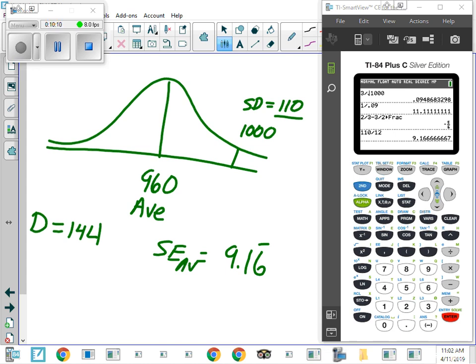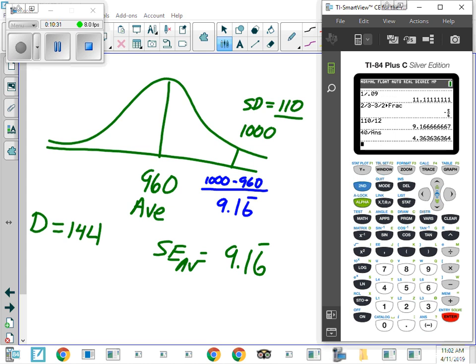Okay. Now what do I do? Find the z-test statistic. So 1,000 minus 960 divided by 9.16 repeating, which is 40 divided by the answer, and I get 4.36. I already know what I'm going to do.